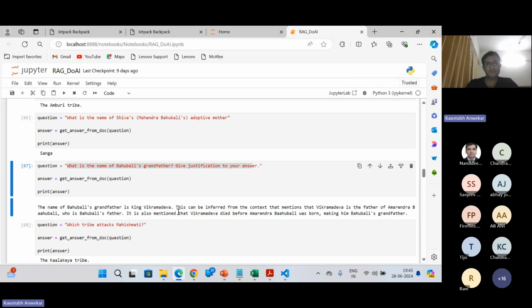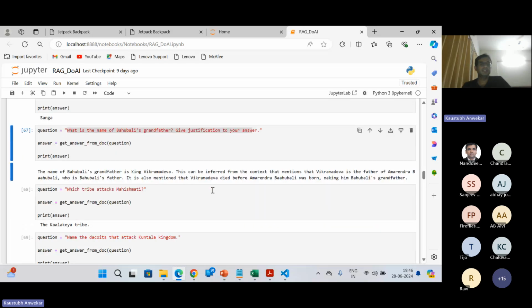This can be inferred from the context that mentions that Vikram Deva is the father of Amrendra Bahubali, who is Bahubali's father. It is also mentioned that Vikram Deva died before Amrendra Bahubali was born. Okay, so it is giving the justification also. There is some reasoning within the LLM. It is not that it is just doing a keyword search. It is employing some logic, justifying why this is the grandfather's name. It is nowhere mentioned explicitly in the document, right?